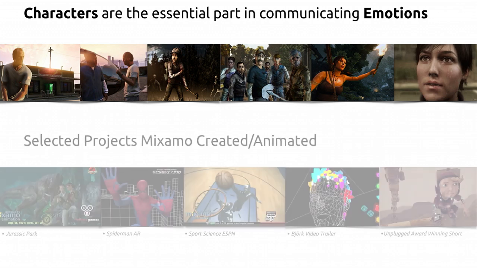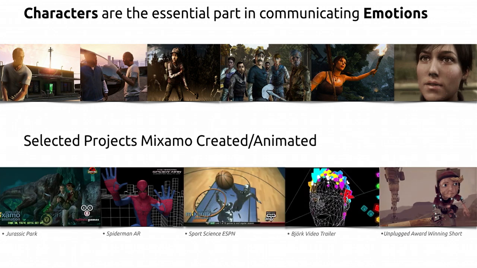So in the past years, we have worked on a lot of projects. They were very different and for different companies, from AAA to TV. We did Jurassic Park, Spider-Man, did stuff for Sports Science, worked with Bjork on a video. And then last year, some of you may have seen this in the last Unite keynote, we produced our own animated short. That was the first project using Mecanim blend shape support.